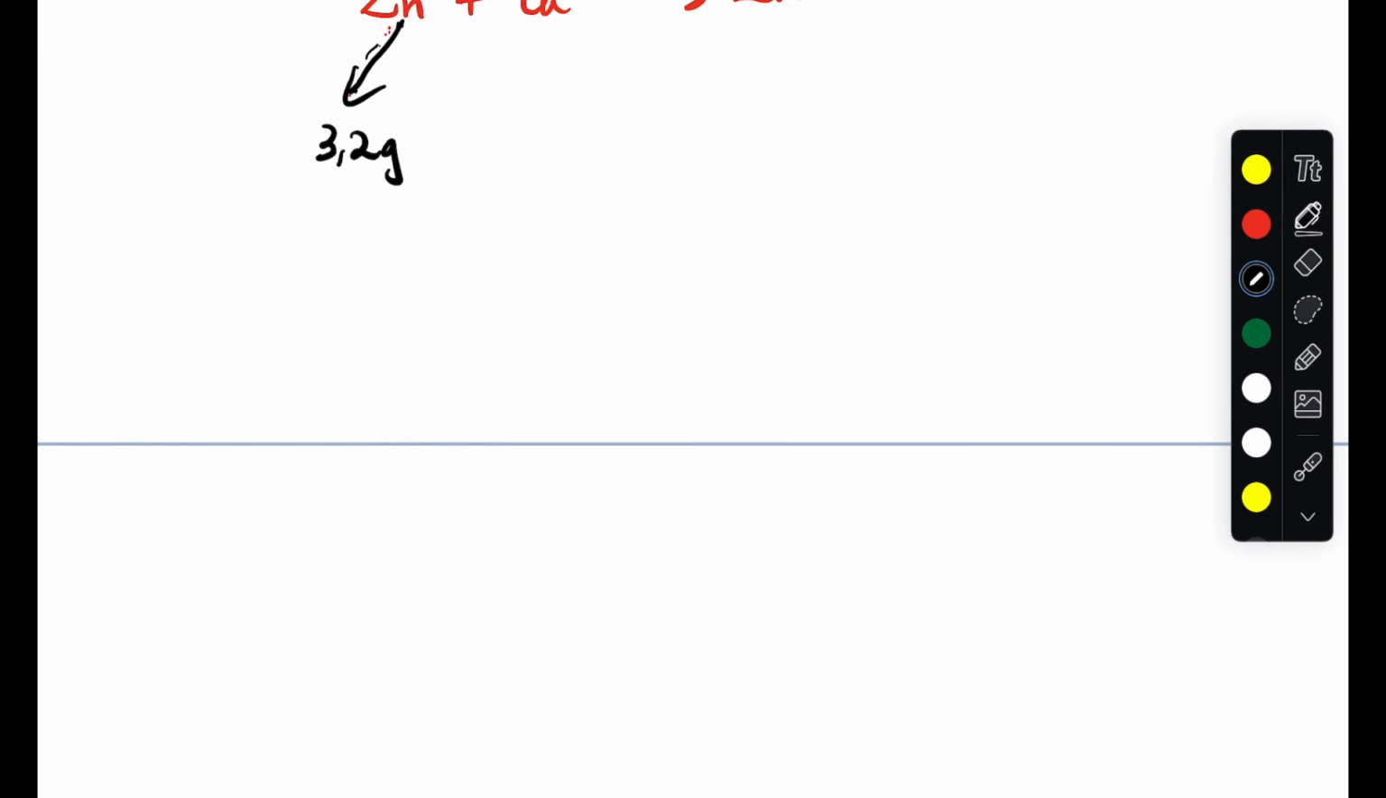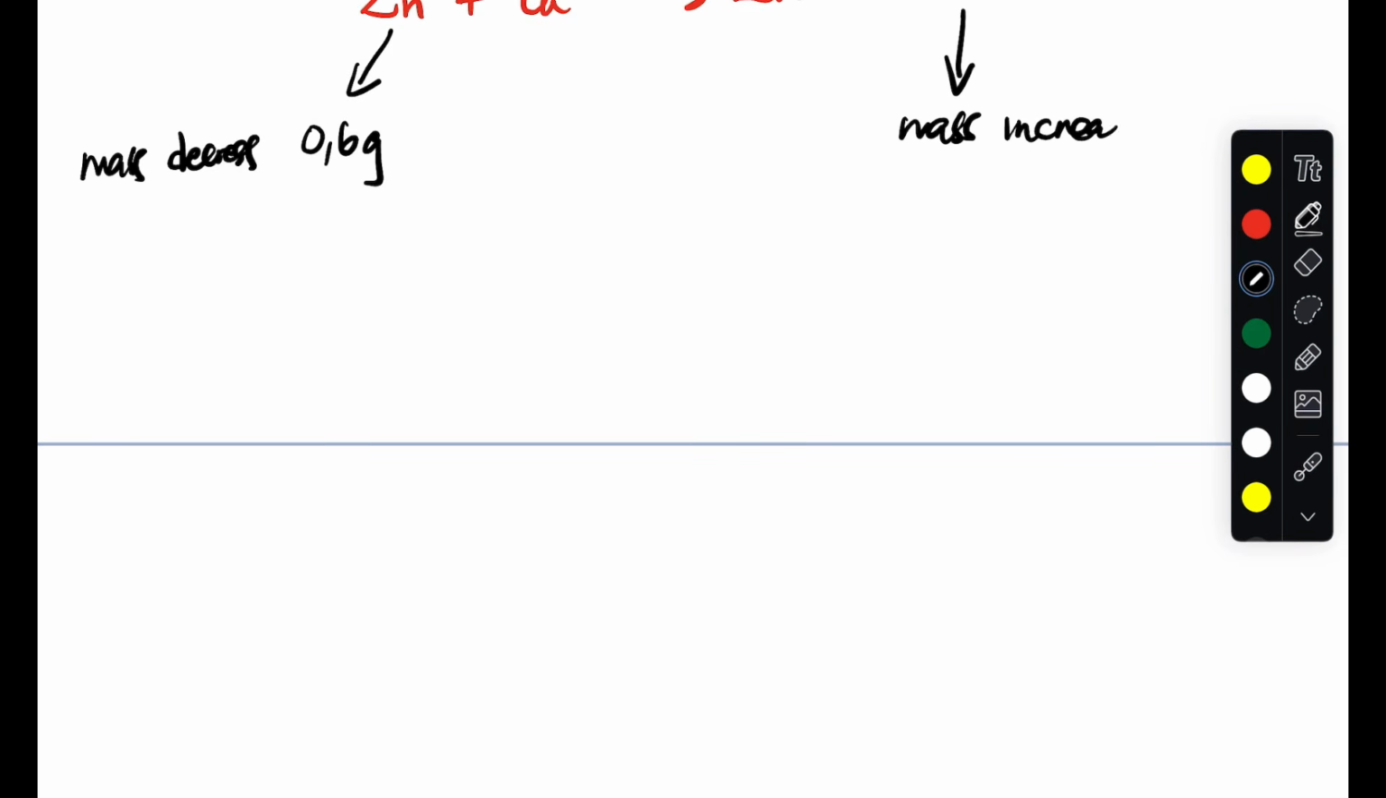Okay, let us not say 3.2 grams. Let's use a smaller value. Let's say the value is 0.6 gram. The mass of the zinc anode decreases. So this is the mass decrease of zinc. Now we want the mass increase of copper, right? That's what we want.